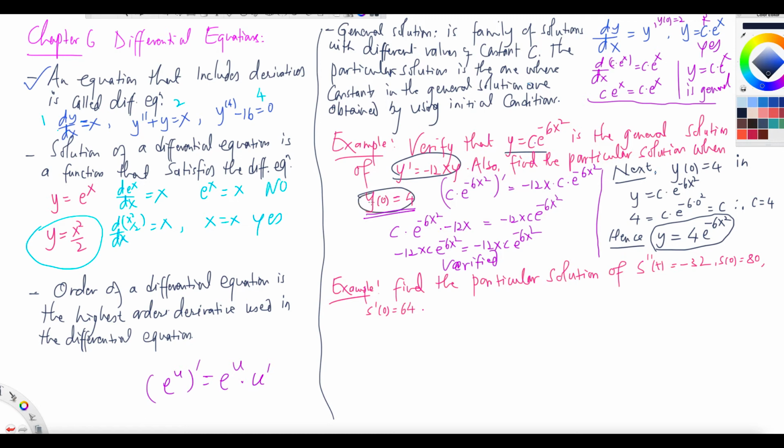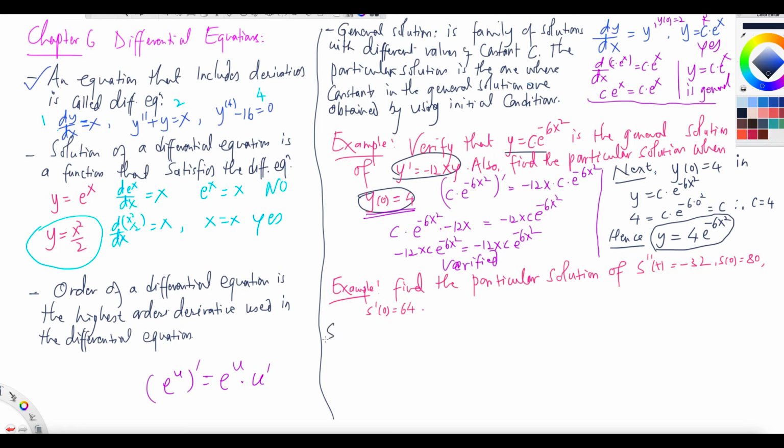Okay, so that's how we verify whether it is a solution or not, and then find the particular solution from the general solution. Okay, let us do another example. It says find the particular solution of s double prime of t equals negative 32, with s(0) equals 80 and s prime of 0 equals 64. I think we have done this type of problem before in the antiderivative. So what we need to do is take the integral of that.